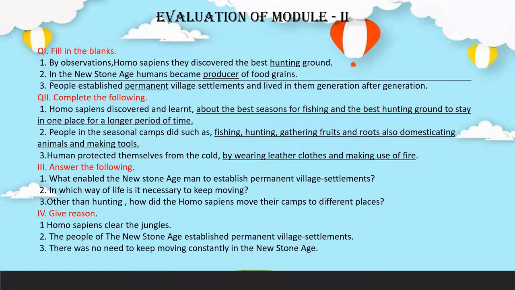Answer: the way of human life in the new stone age was completely different as compared to the life in the old stone age and middle stone age. Humans became producers of food and started cultivating the land. Agriculture made it possible to store food and use it over a longer period. Therefore, there was no need for humans in the new stone age to move from one place to another.